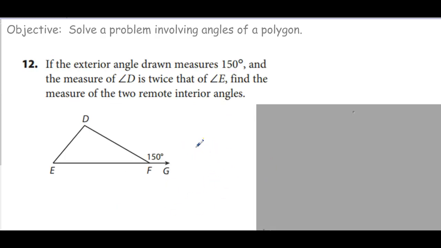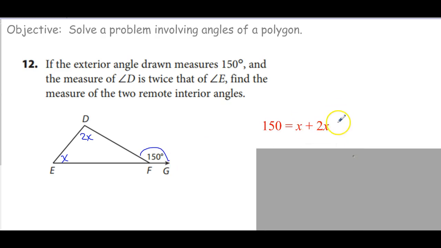And last but not least, we've got an exterior angle drawn here, measures 150. The measure of D is twice that of E. So find the measure of the two remote angles. So I'm going to call the smaller angle x, and D is twice that, so it's 2x. So there's the two remote interior angles for the known exterior angle. So I use the exterior angle theorem. So 150 equals x plus 2x.